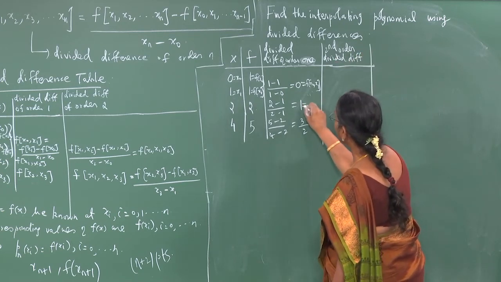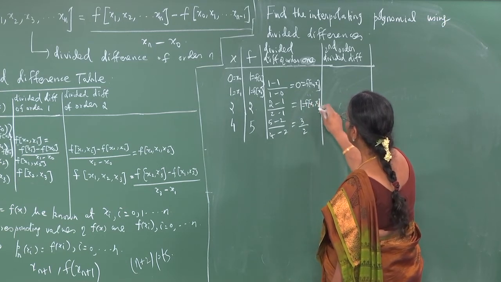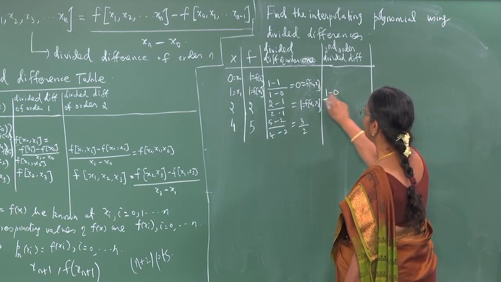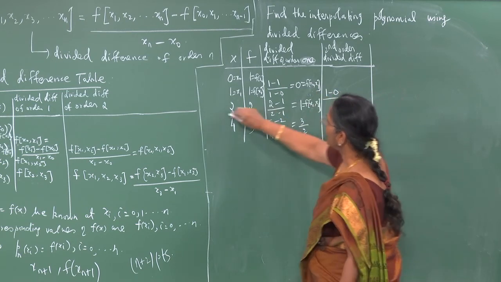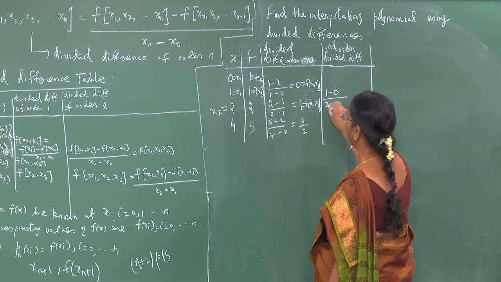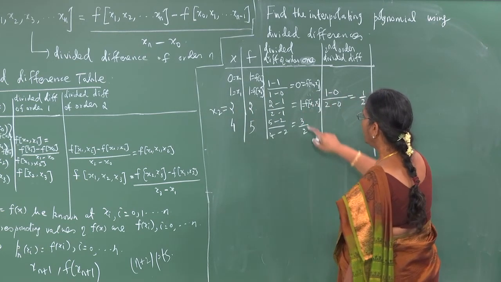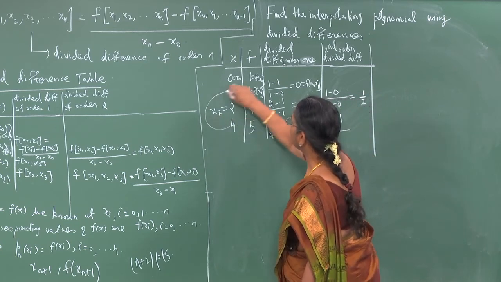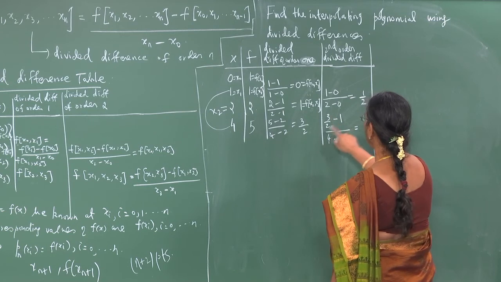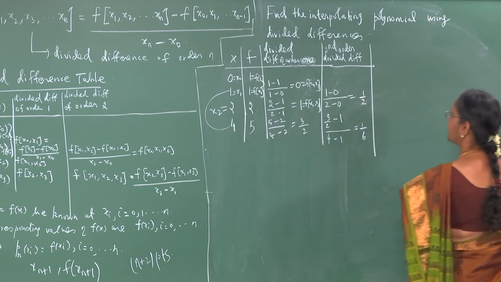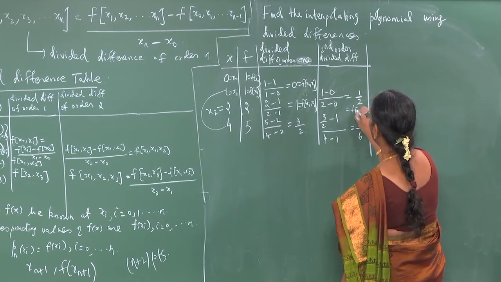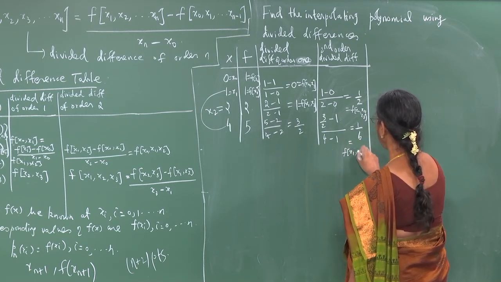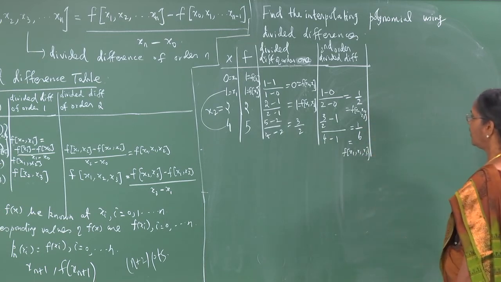So, this is by notation f of x1 x2. How do you compute the second order difference? The difference between the successive first order differences, so 1 minus 0 divided by x2 minus x naught, which is 2 minus 0, so it is half. And then 3 by 2 minus 1 divided by x3 minus x1, so 4 minus 1. So, it is going to be half by 3, so 1 by 6. How do you denote this? This is f of x naught, x1, x2, and this is f of x1, x2, x3. These are the second order differences.